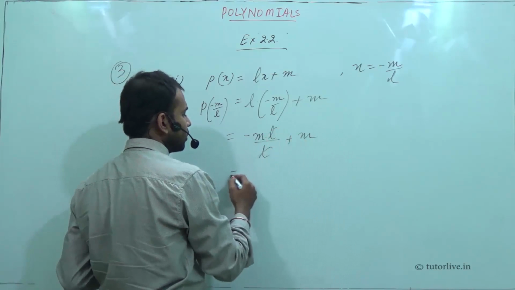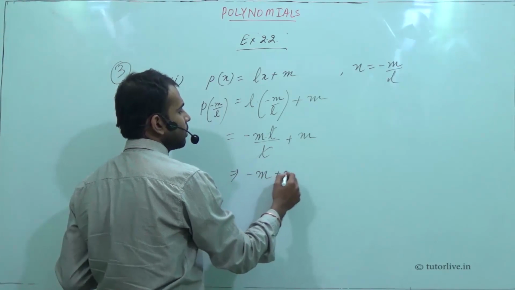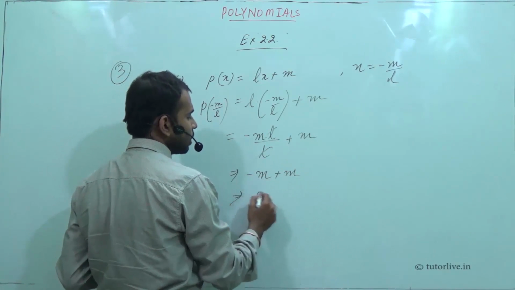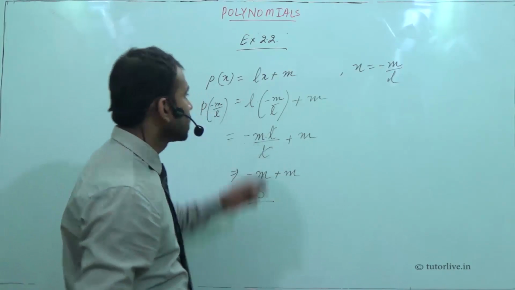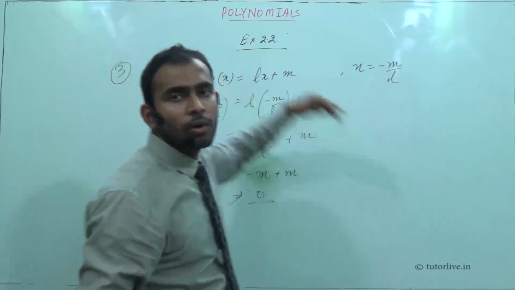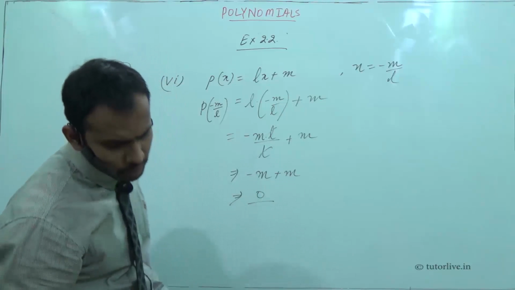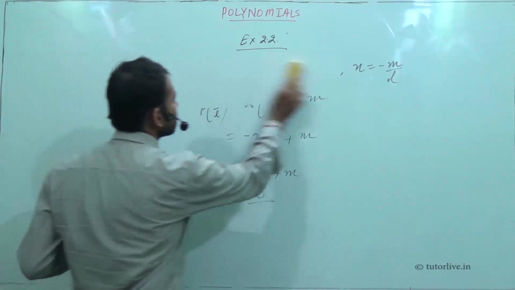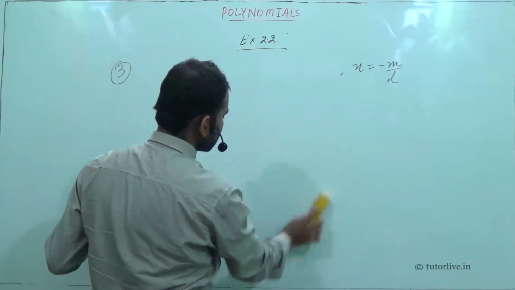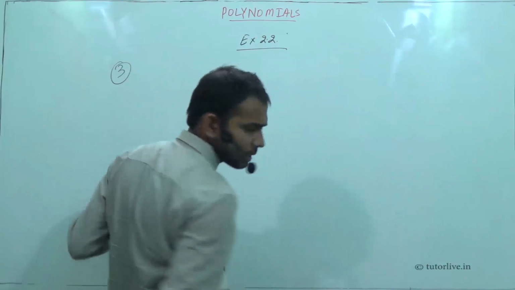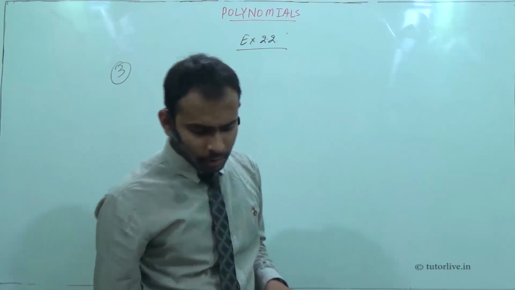L and l get cancelled. It comes out to minus m plus m, which is equal to 0. Yes, of course, this is the 0 for this polynomial. Moving on to the seventh part. Seventh part is also easy. You just try doing it and you will get the value, right?